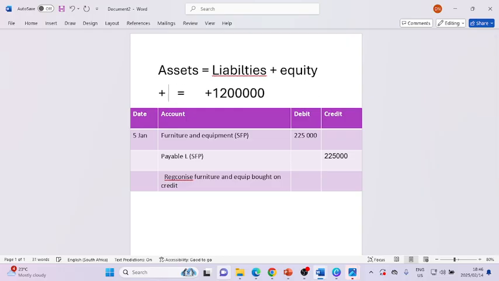We are sorted in terms of our accounting equation. Furniture and equipment will go up under assets by 225,000, and then under your liability, it's also going to be 225,000. All right, are we sorted with this example?